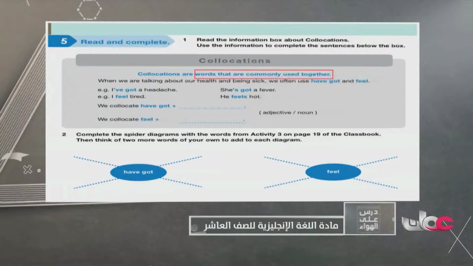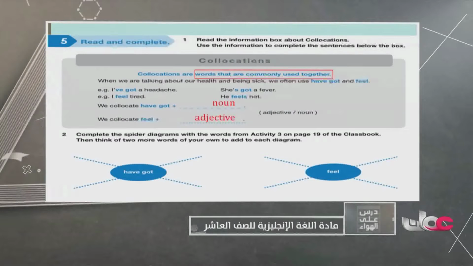So this is the meaning of collocation, and as we said, after have got we should write nouns, and after feel we should write adjectives. Now question number 2, he said complete the spidergram with words from activity number 3 on page 19 of the class book. Then think of 2 or more words that come with have got and feel.